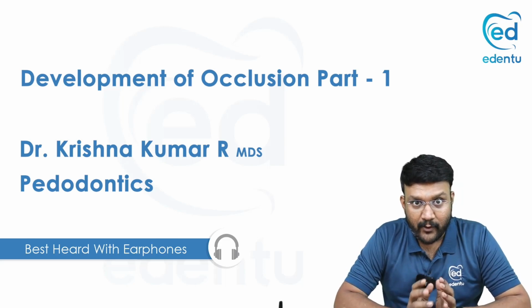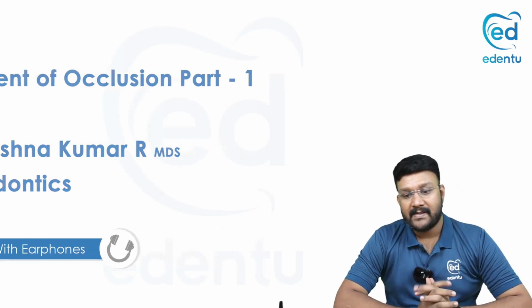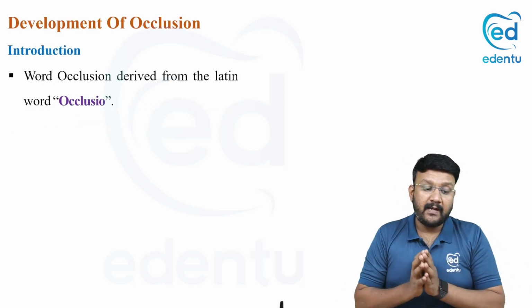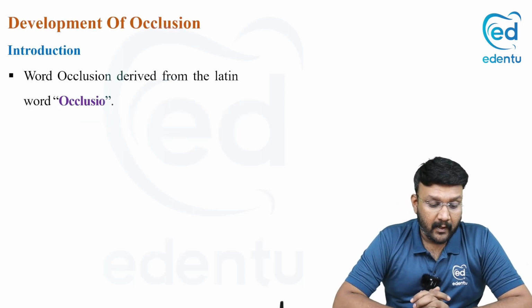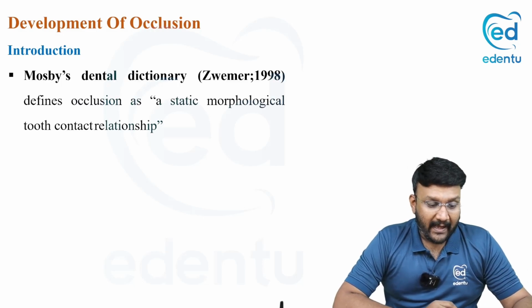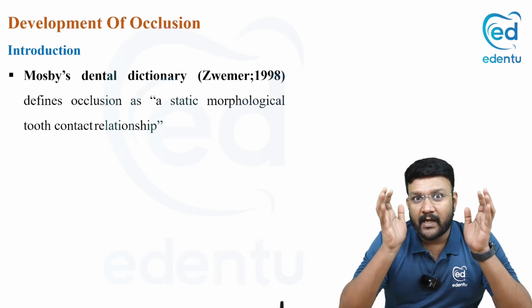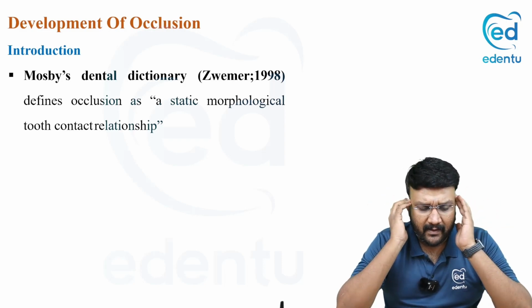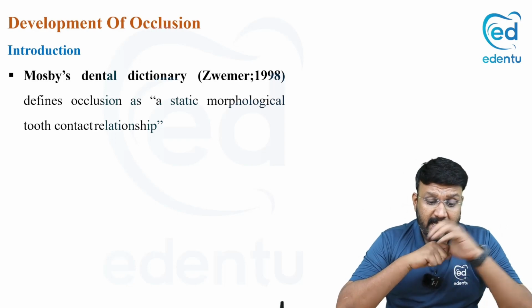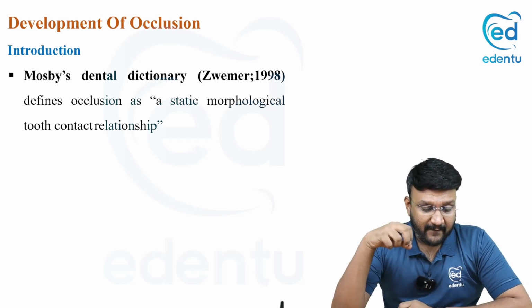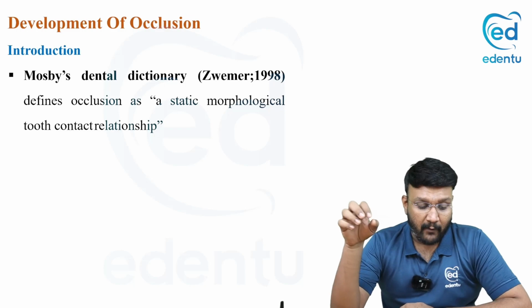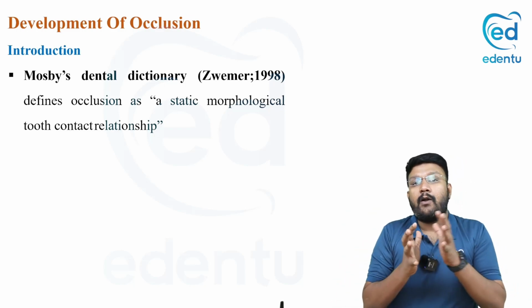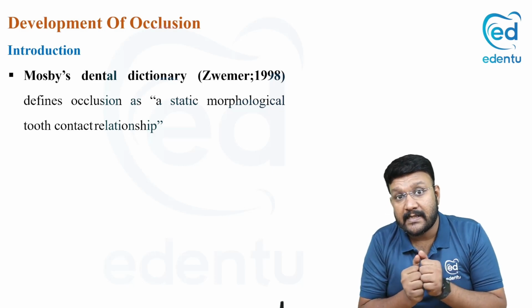Today we are going to discuss one more important topic in pediatric dentistry, that is development of occlusion. The word occlusion is derived from the Latin word occlusio, and whenever you start with a topic, you should know the definition of that. So, what do you mean by the definition of occlusion? In the Dental Dictionary by Mosby, occlusion is defined as a static morphological tooth contact relationship. So, all the teeth which are in contact relationship is called occlusion.